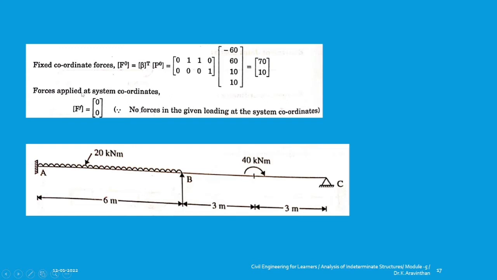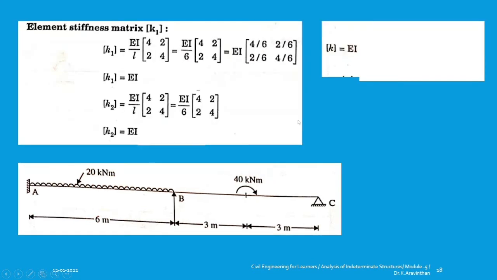And force applied at system coordinates, F of F. Do you have any force which is acting at joints? At B joint you have no force. At C also, at A also. So there is no force which is acting at the system coordinate. Okay. Now the step 4 is element stiffness matrix.